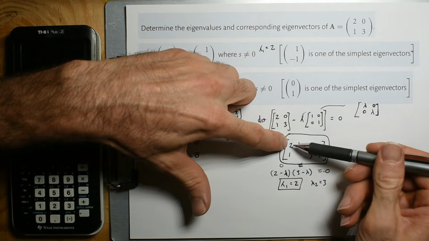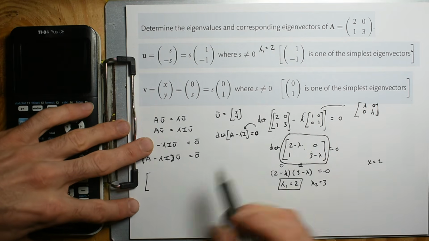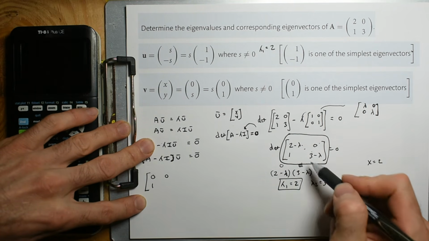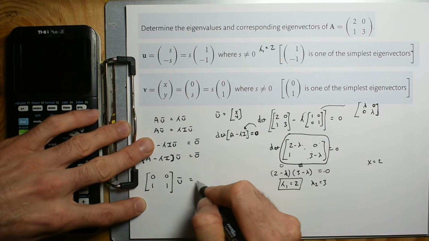So we're going to have 2 minus 2. So I'm going to say this matrix is 2 minus 2, it's 0. We're going to have 0. We're going to have 1. And we're going to have 3 minus 2, is 1. So now this is our matrix.